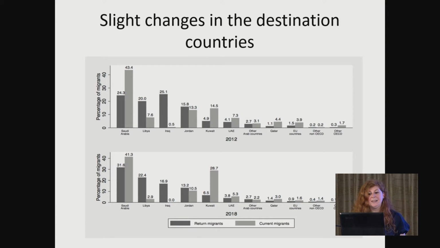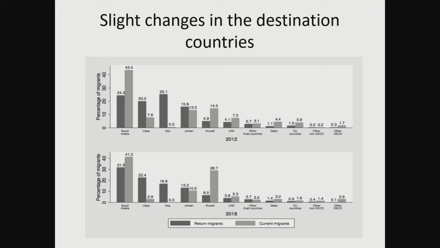Now, when we look at destination countries, we see that there was a slight change in the ranks of these countries. So in 2012, we had a high share of current migrants, for instance, most of them going to Saudi Arabia, and this is more or less the same. In 2018, this percentage has only fallen by 2 percentage points, but where we do see a huge decrease is in the share of migrants going to Libya, for instance, and then we find more of them going to Kuwait and even to other OECD countries, and they're less going to the EU countries.